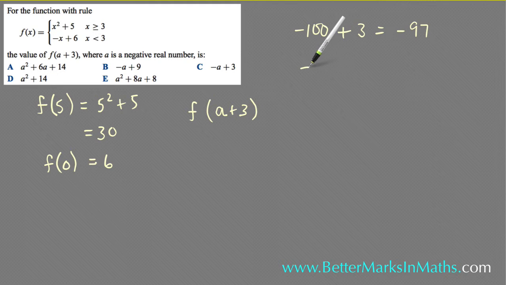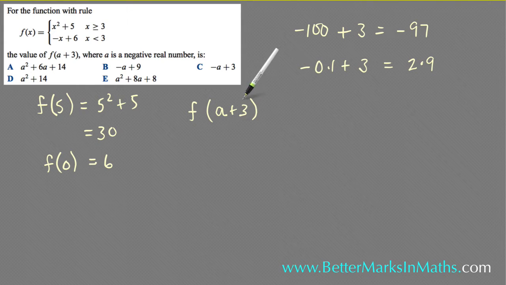And an even smaller number, minus 0.1 plus 3. So even something really, really close to 0 but still negative, when you add 3 to it, that's going to be 2.9, which is still less than 3. So no matter what negative number a is, when you add 3 to it, your answer is always going to be less than 3.